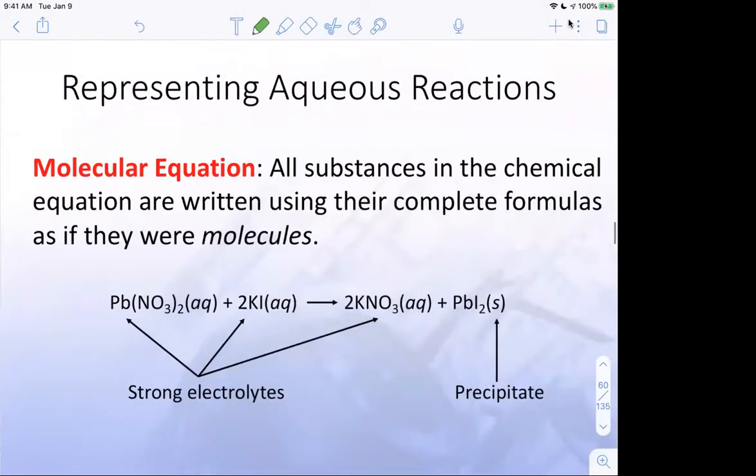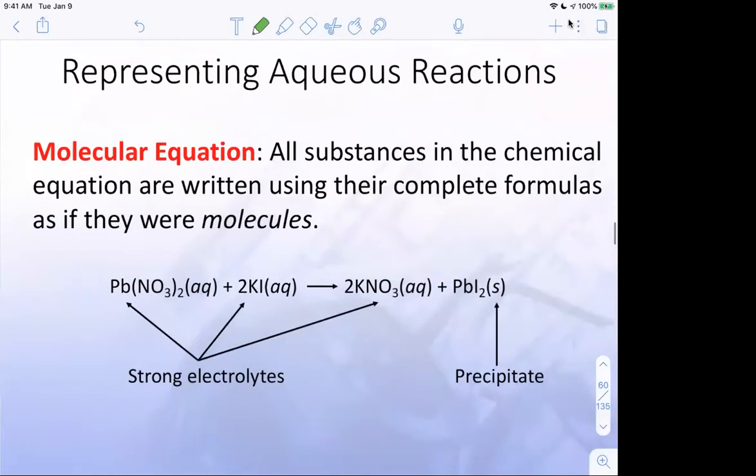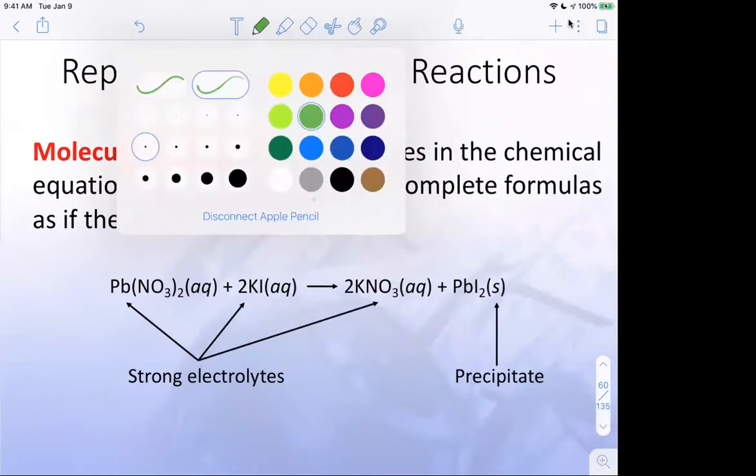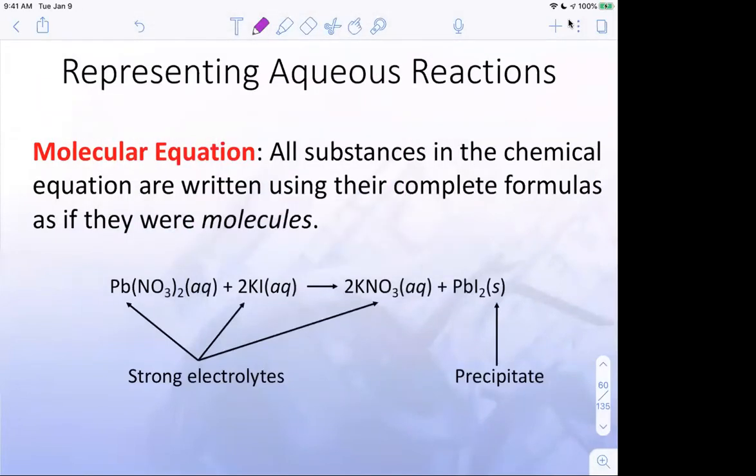Now, there are different ways that I can represent these aqueous reactions. I can use a molecular equation, which is what we're used to seeing. That's what I have been writing. I'm going to write all substances in the chemical equation as their complete formulas as if they were molecules. So this is going to be my molecular equation.